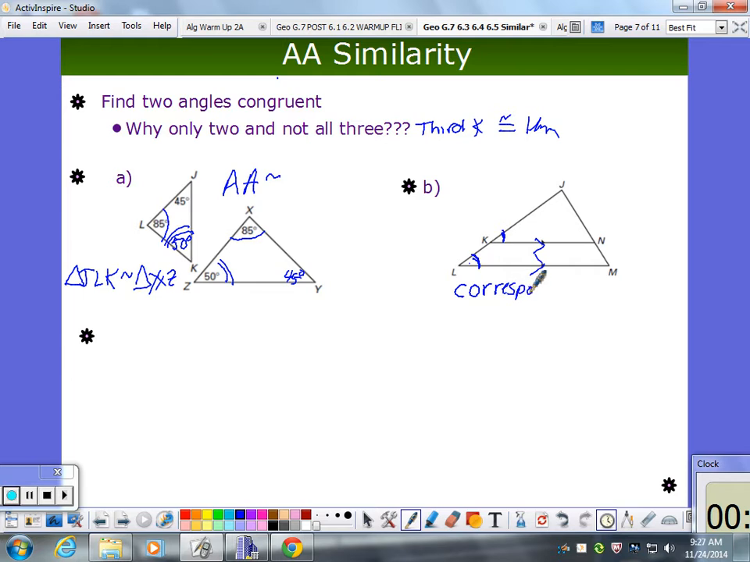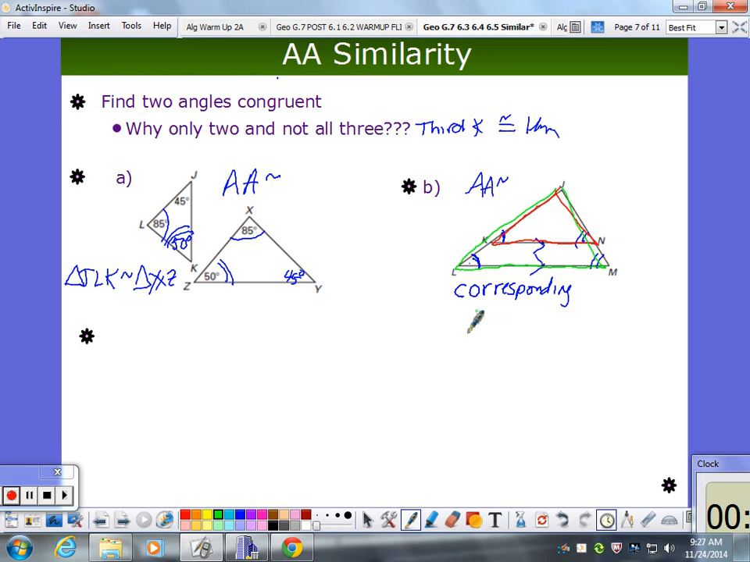They're corresponding angles of parallel lines. So these are congruent. Well, so are these, right? So I do have two angles that are congruent, so I've got angle similarity. Now what are the triangles? This one and the big one. So these are my similar triangles.